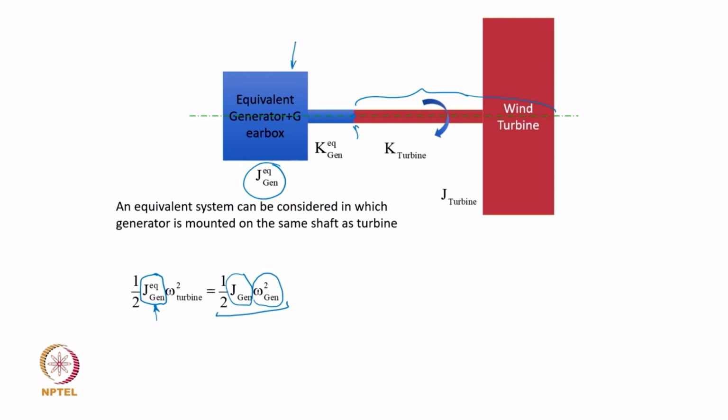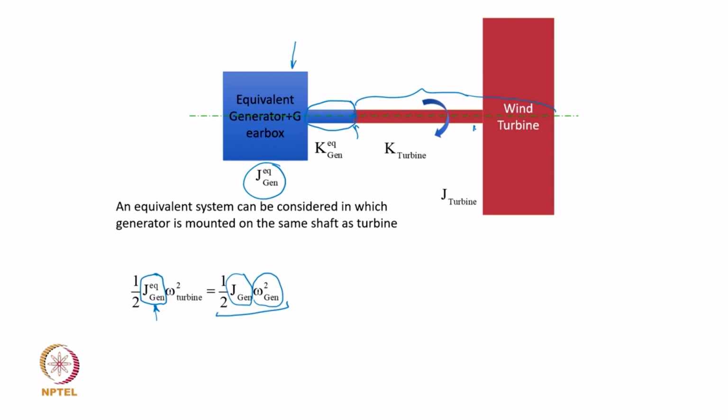So, using this expression, one can find the equivalent generator inertia based on the original generator inertia and the two speeds, that of the turbine and generator. On similar lines, the strain energy here will be based on the angle of twist that the generator experiences, but that angle of twist will be different compared to the angle of twist experienced in the turbine shaft.